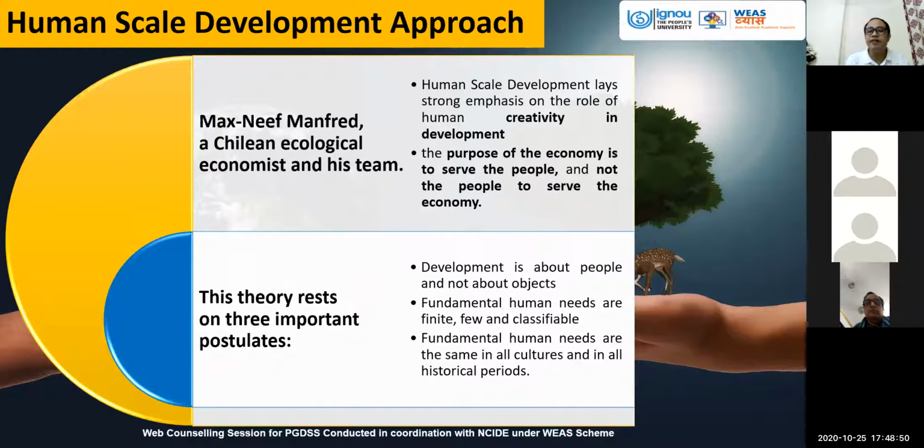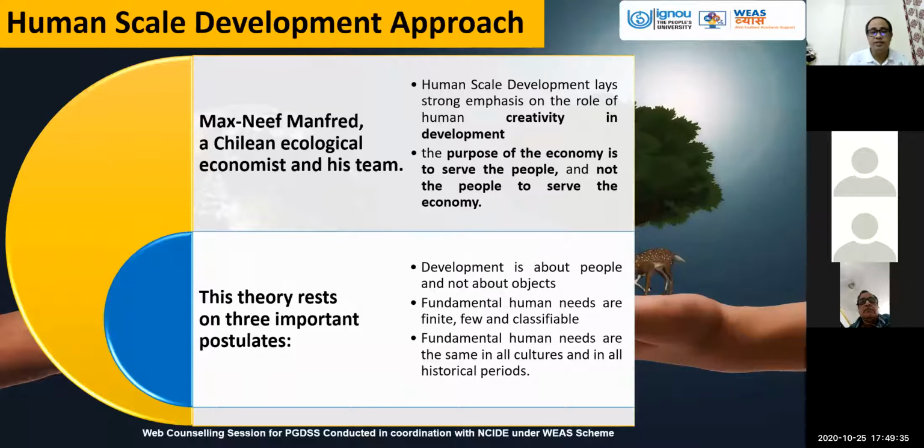Then fundamental human needs are finite. As you know, we usually take the three important basic needs as roti, kapda, makan. That way, fundamental human needs are finite, only few, and can be classified very easily. Then fundamental human needs are the same in all cultures and in all historical periods. You will find these basic needs: we need clean air, we need food, we need proper shelter, we need clothing. These are basic needs. And if you look across the world, irrespective of intergenerational and intragenerational differences, you will find all these basic needs are the same.